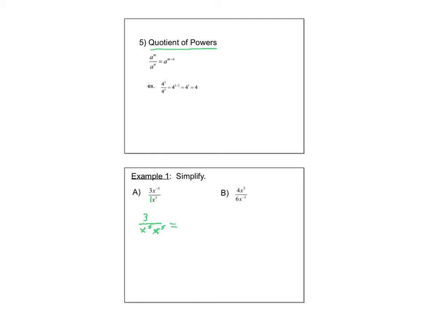So now we can simply combine those, x to the fifth times x to the fifth. You go ahead and you add your powers there together. 5 plus 5 there is 10. So you get 3 over x to the 10th.